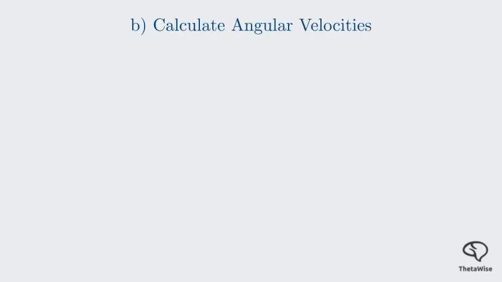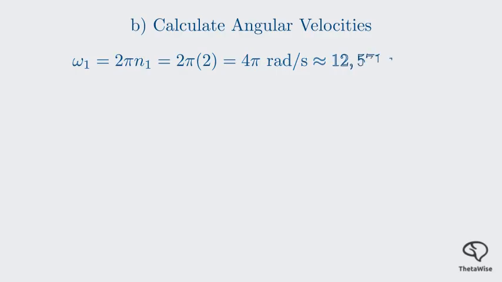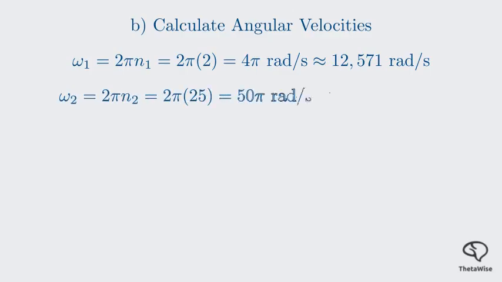Next, let's find the average angular velocity, omega bar, and the initial and final angular velocities, omega 1 and omega 2. We'll start by calculating the individual angular velocities. The formula is omega equals 2 pi times n. For the initial velocity, omega 1, we have 2 pi times n1, which is 2 pi times 2, giving us 4 pi, or approximately 12.571 radians per second. For the final velocity, omega 2, it's 2 pi times n2, which is 2 pi times 25, giving us 50 pi, or approximately 157.135 radians per second.